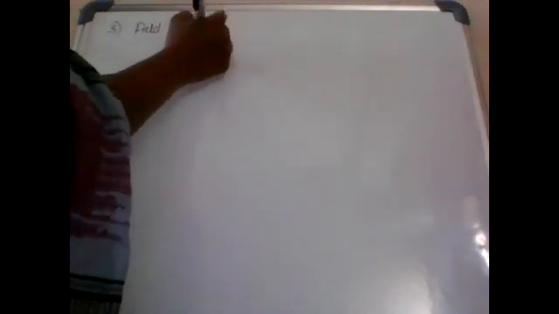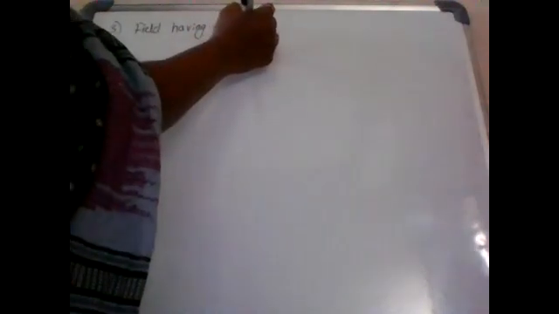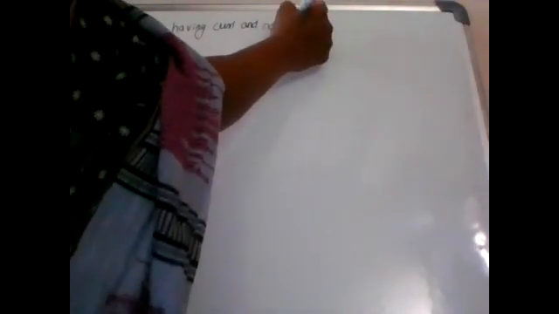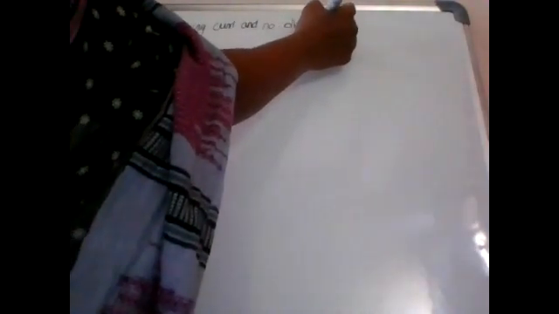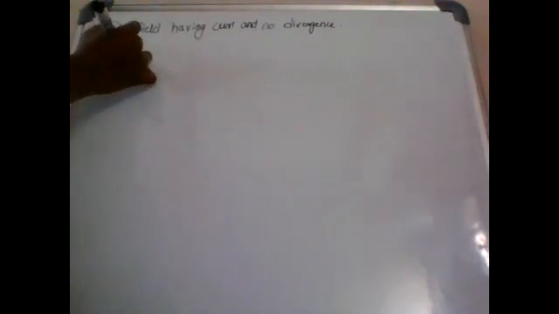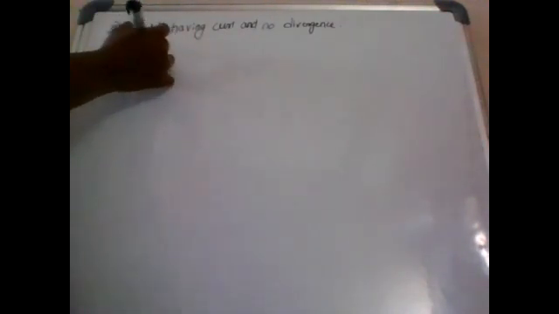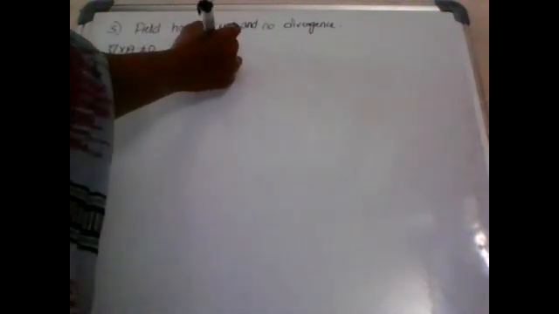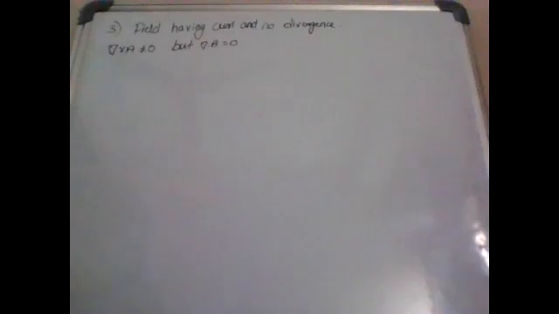Field having curl and no divergence. In this case, del cross A not equal to 0, but del dot A equal to 0.